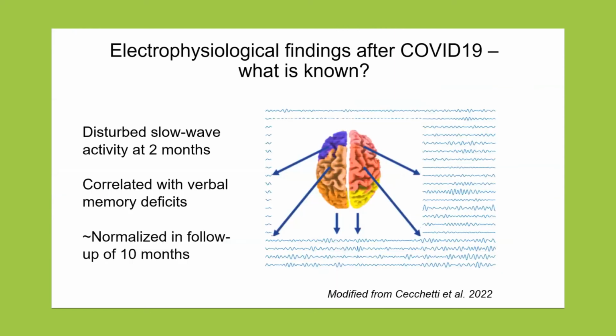So we are definitely not the first ones interested in the possible neurophysiological findings after COVID-19 infections. There's already something that is known. For example, in a recent study in an Italian cohort, disturbed slow wave activity, which was qualitatively quite comparable to our mild traumatic brain injury patients, was observed soon after the infection. This correlated with the verbal memory deficits in these patients, and it normalized in a follow-up of 10 months in a majority of these patients.